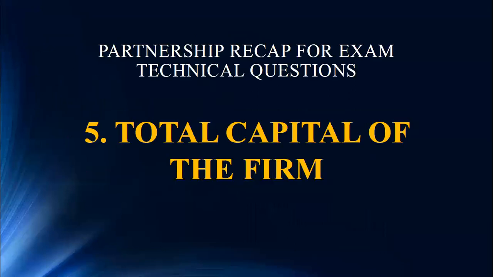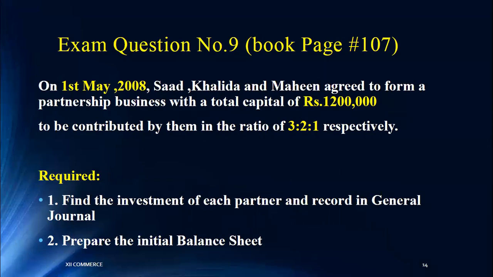The fifth technique is total capital of the firm is given in the question, and then you have to apply the ratios on it. Yes, when you apply the ratios, then you will get the total capital of the partnership. Here we have the total capital of the partnership.